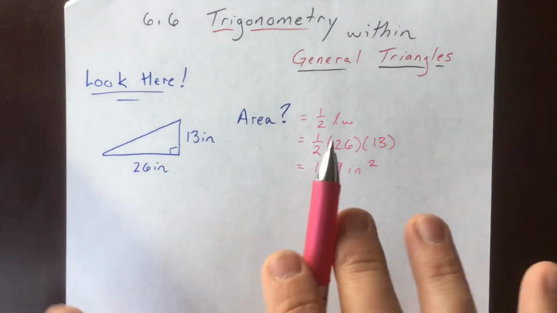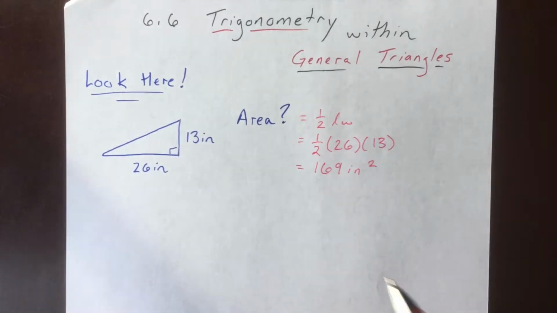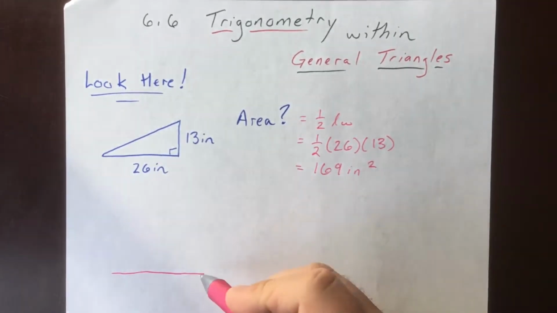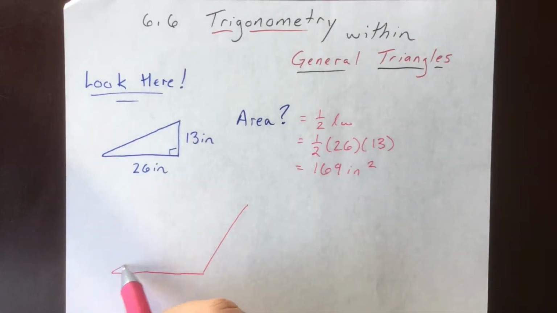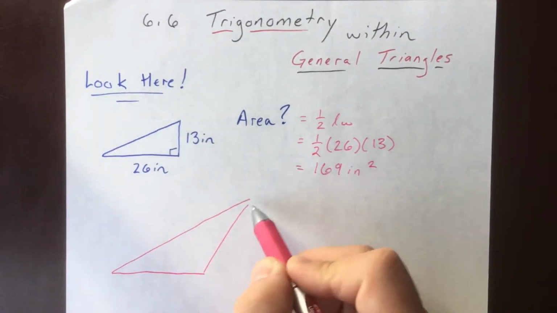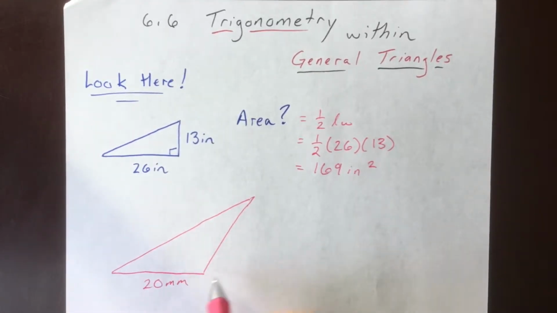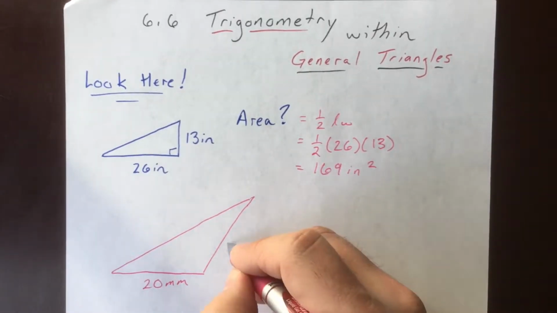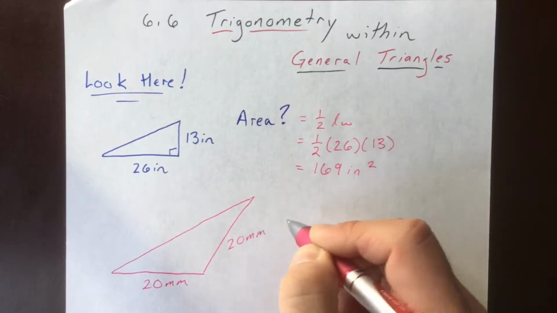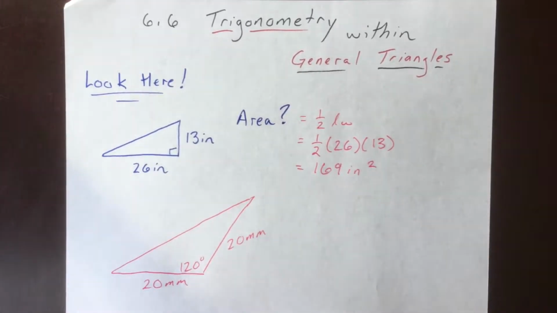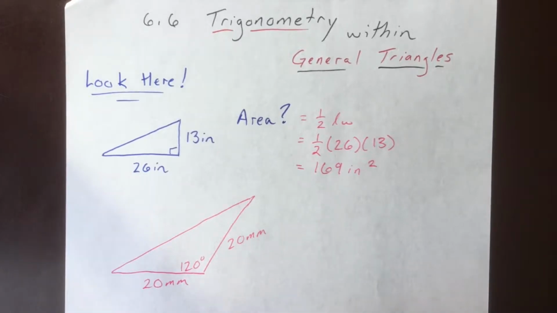Well, if you're confident with that, find me the area of this. So we have 20 millimeters. You have 20 millimeters and 120 degrees. So if you could, pause the video and find the area for this figure.